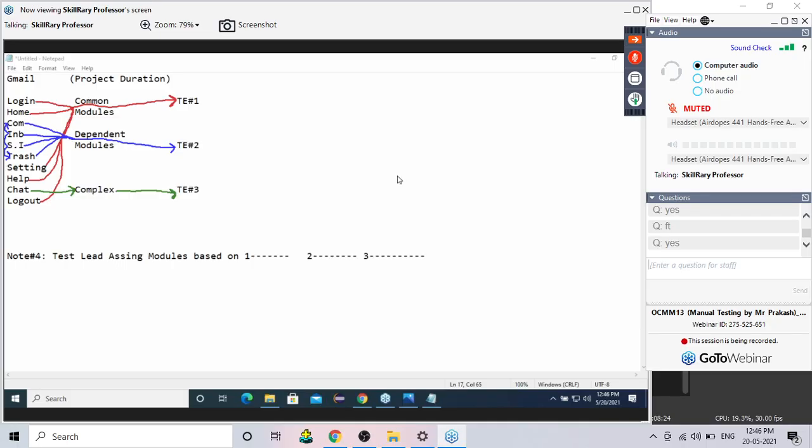Others are asking now why those are dependent modules. Boss, I don't know. Ask other people. Let me see what they will answer. He is saying, why are compose, inbox, sent items, and trash dependent, guys? Adarsh Ranjan.